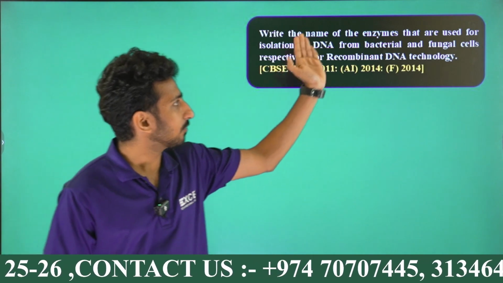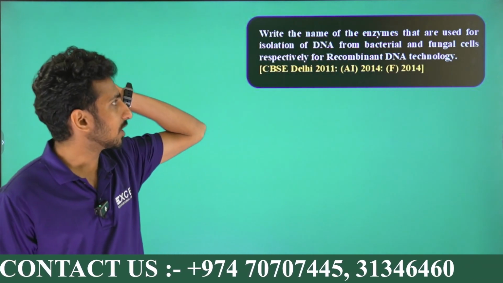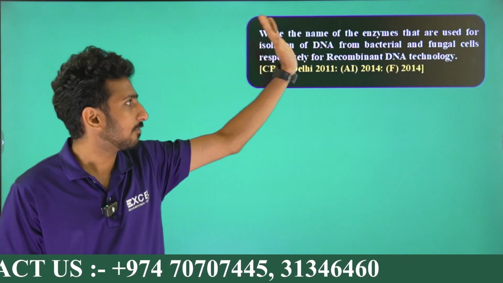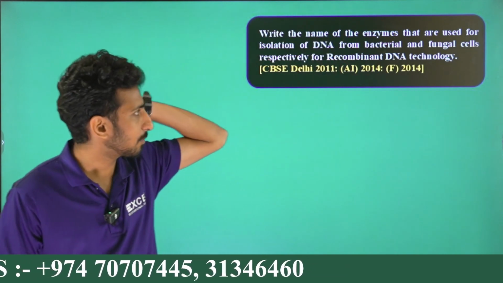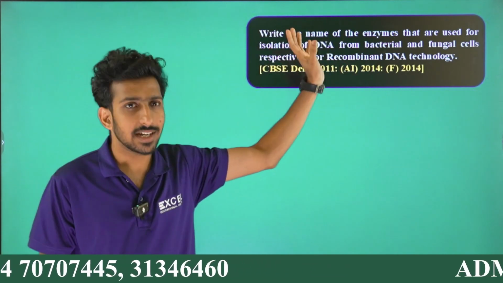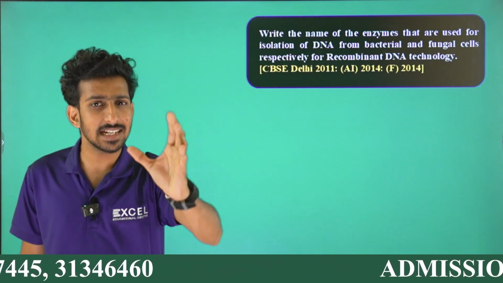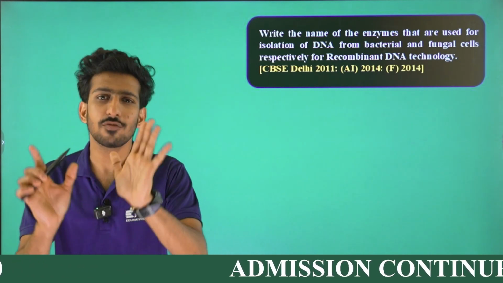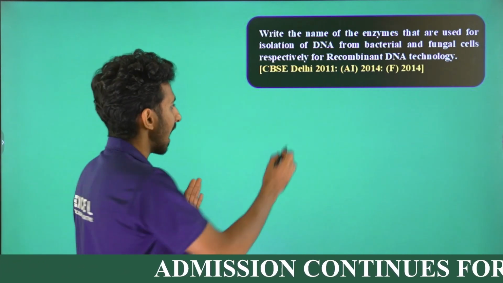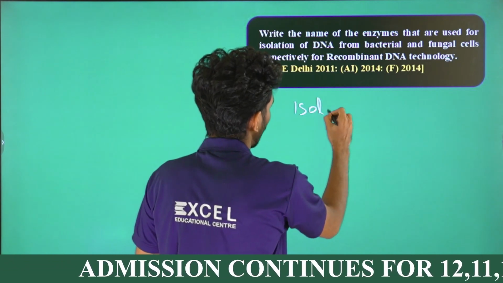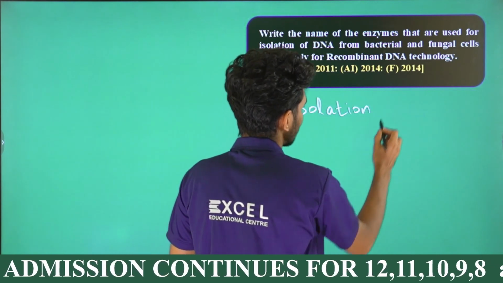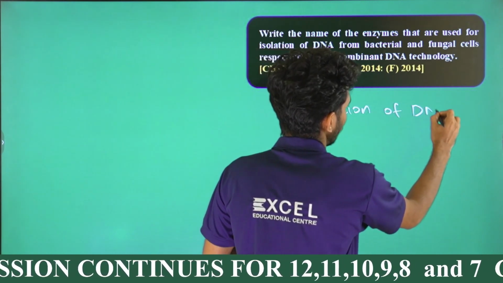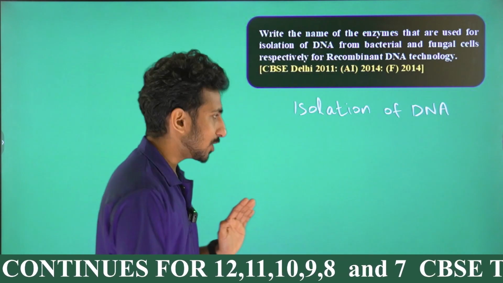Write the name of the enzymes that are used for isolation of DNA from bacterial and fungal cells respectively for recombinant DNA technology. You know that in recombinant DNA technology, the first step is isolation of DNA. Right? What is isolation of DNA?